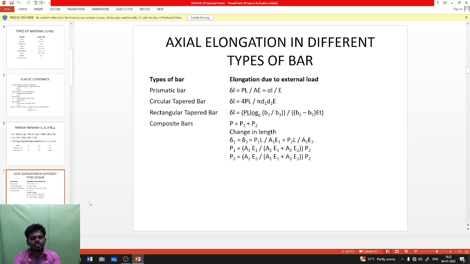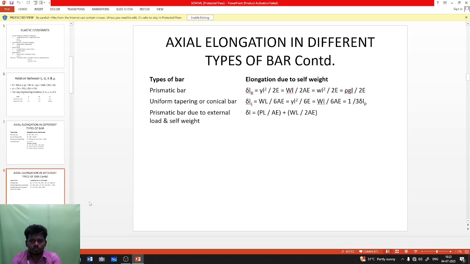And for a composite bar, P is equal to P1 plus P2. The change in length, delta 1 is equal to delta 2, is equal to P1 L by A1 E1, which is equal to P2 L divided by A2 E2. P1 is equal to A1 E1 divided by (A1 E1 plus A2 E2) multiplied with P, and P2 is equal to A2 E2 divided by (A1 E1 plus A2 E2) multiplied with P.